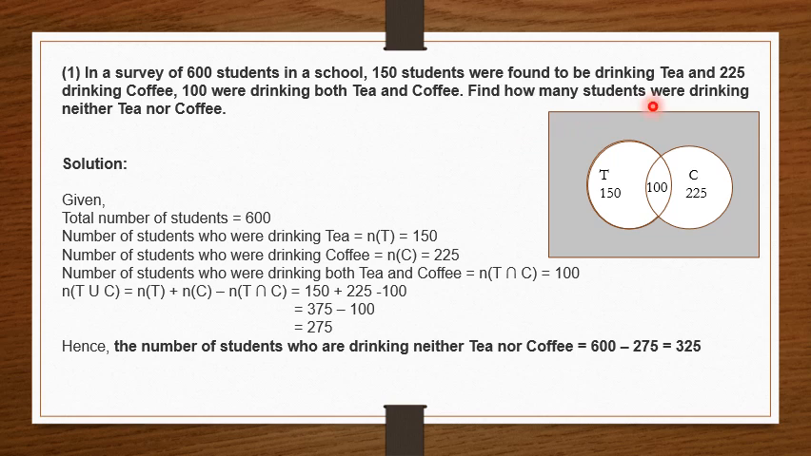So the rectangle, or the whole universal set, consists of 600 students, and these two circles include 275. So outside this means 600 minus 275. We will get it as 325. So, the number of students who were drinking neither tea nor coffee is 600 minus 275, which is 325. So, using this Venn diagram, it's very easy.